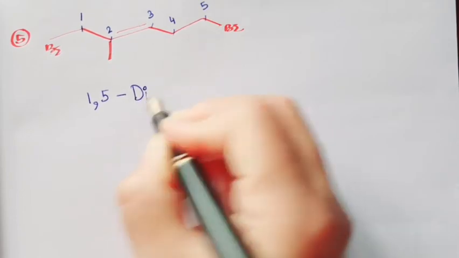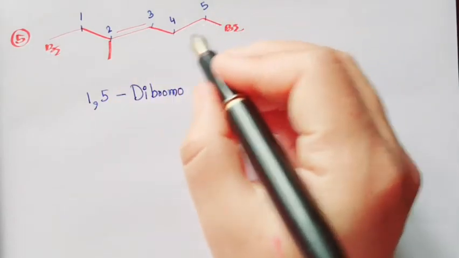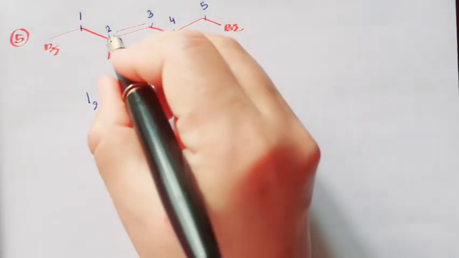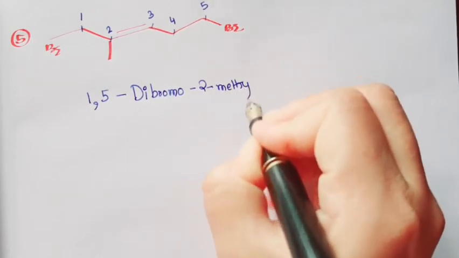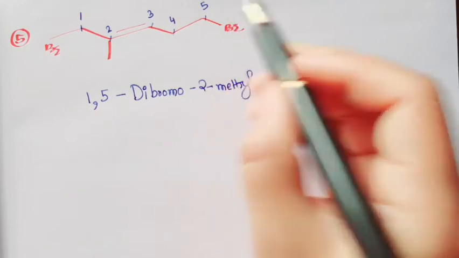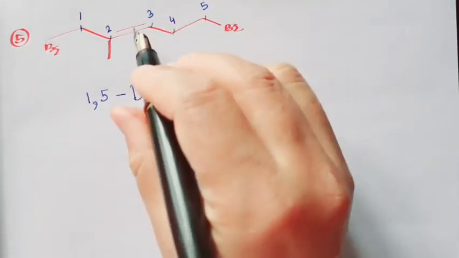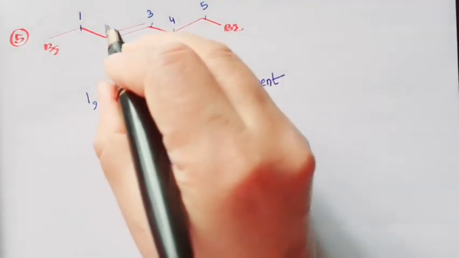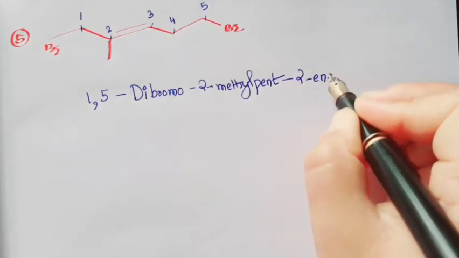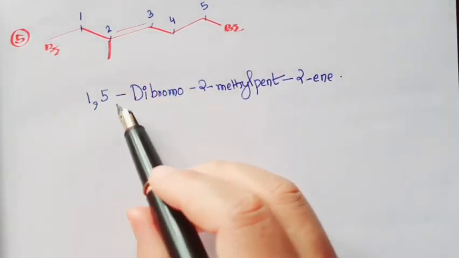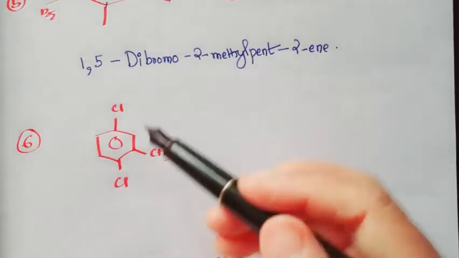So 1 comma 5, how many are there? 2, so di, okay, bromo. One more substituent is there, and that is methyl, and what is its position? 2 methyl. Then how many are in the chain? 5, so pent. Then one is a double bond, right? And what is its position? 2, the lowest position, so 2-ene. So the name of this compound is 1,5-dibromo-2-methylpent-2-ene.